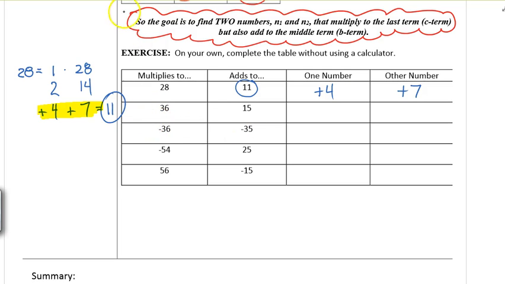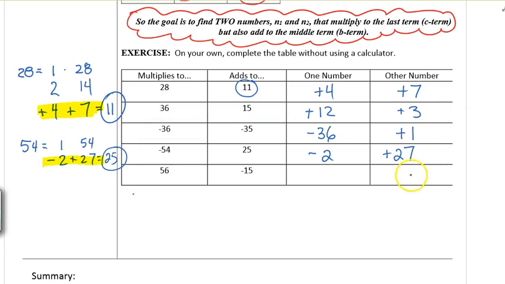What I would like you to do right now is try and finish filling out this chart. Pause the video and see how many of these you can find on your own. Good luck.